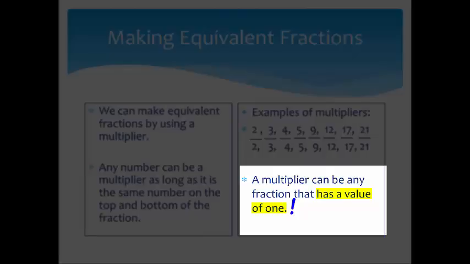So 2 divided by 2 has a value of 1. 3 divided by 3 has a value of 1. 4 divided by 4 has a value of 1. And so forth. And so you can see that really when we use a multiplier, we're really multiplying by 1. And when you multiply anything by 1, you get the same value.